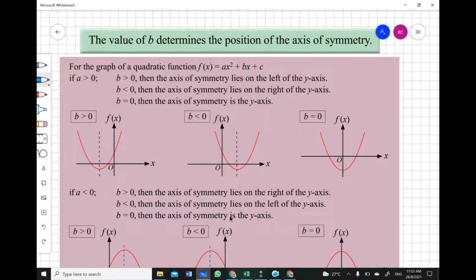Okay, I carry on here. So now the value of b determines the position of the axis of symmetry. So it could be to the left, to the right over here. So you just observe carefully. This one you need to memorize. For smiley face, it is the opposite. When b is greater than 0, it is to the left. When it is less than 0, okay, it will be to the right. Okay, and then equal to 0 is easiest to memorize. It is in the middle.